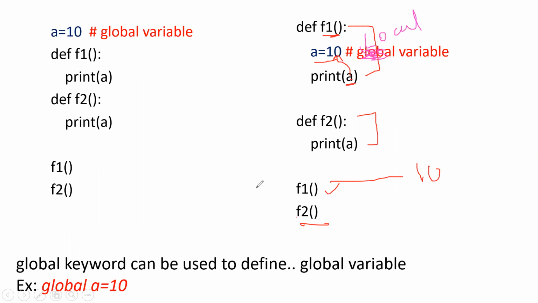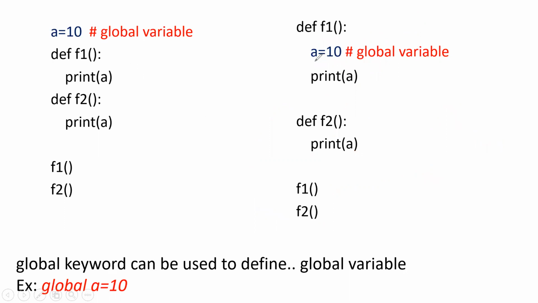Now f2 comes to here. F2, print a. What do you mean by a? It doesn't search in another function. Either it searches outside the function or inside the function, not in another function. So there is no value, so automatically there comes a name error, or it throws a no value assigned error. Okay, if I want to assign a global variable, not like this.